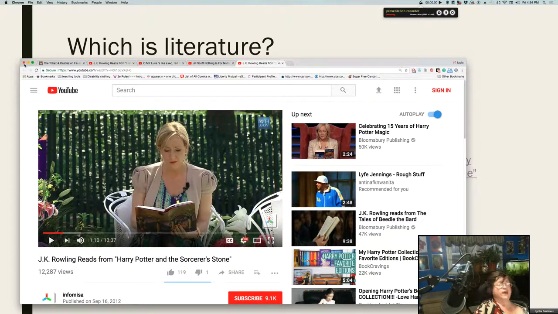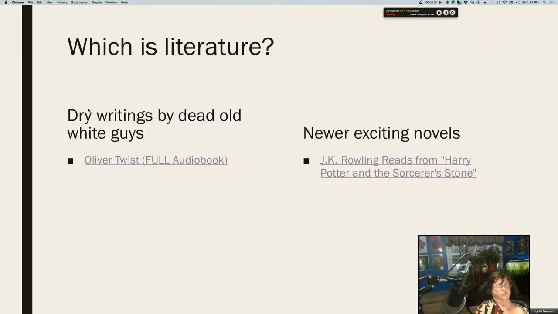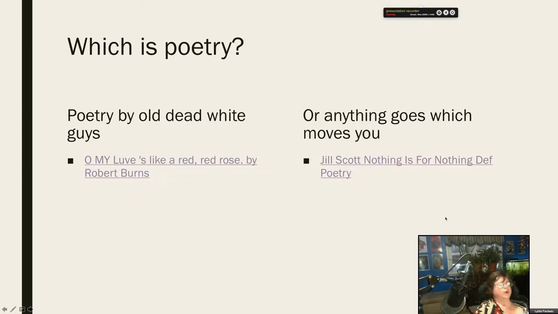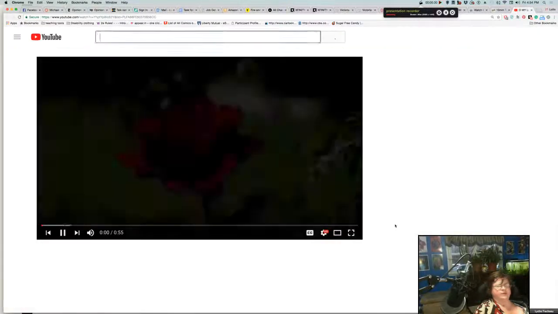So is that literature? It's hard to say, right? I mean, is Harry Potter any less literary than Oliver Twist? Just because it's newer and exciting and written in a language that doesn't make you want to go to sleep? Well, what about poetry? I mean, even worse, right? This is what we normally know of as poetry.